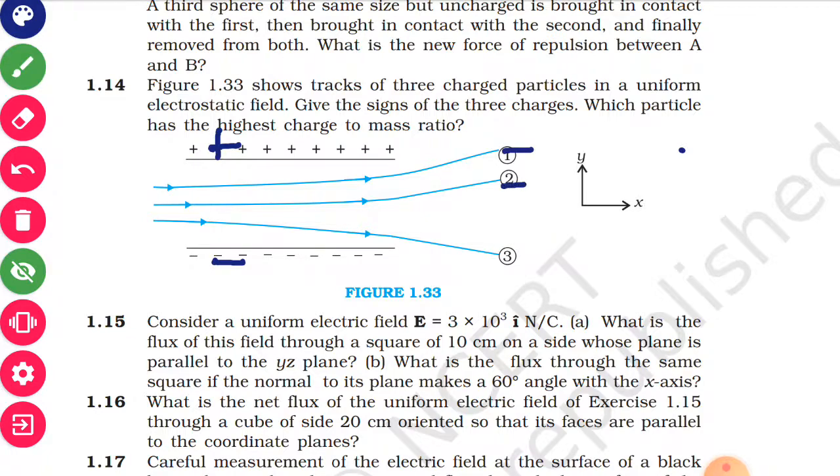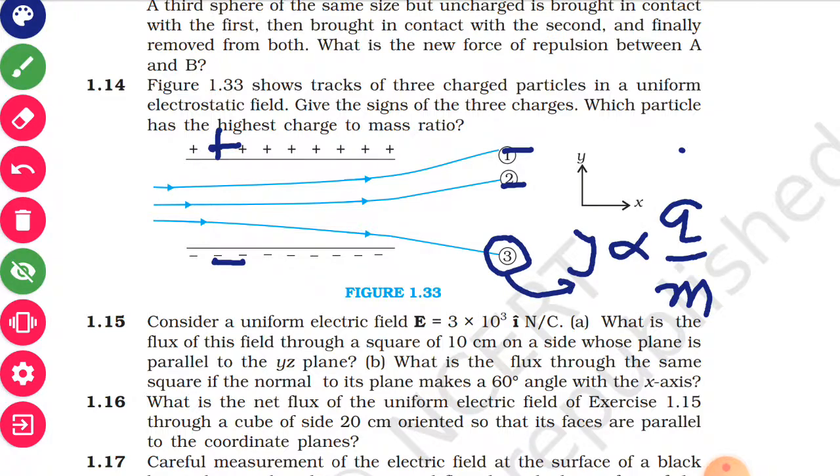Now see, maximum deflection, you can see, is of the third. The deflection in the path of the charged particle, that deflection y, is found to be directly proportional to charge and inversely proportional to mass. So maximum deflection is seen for the third particle. So we can say that the charge to mass ratio of this third particle will be highest.